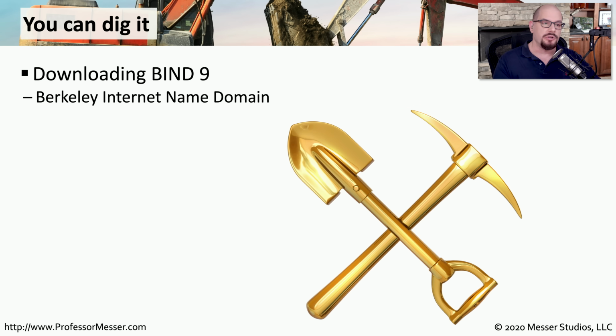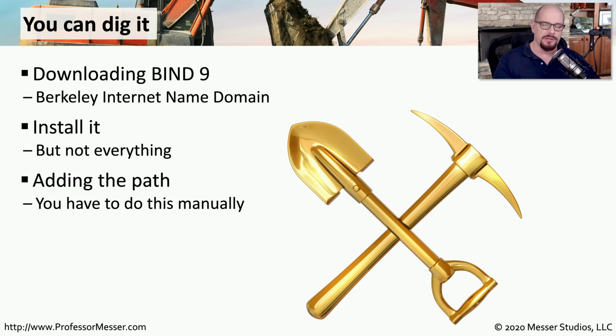One of the first things we'll do is download Bind9 and install some of the tools in that utility. This is the Berkeley Internet Name Domain, and if you're familiar at all with name services, this is a DNS server. We won't be installing the entire Bind services, so you won't be running a DNS server on your Windows 10 machine. We're just installing some of the tools that come with Bind. One of the small annoyances to this Bind installation is that it does not add a path to the executable. So I'll show you how that's easily done in your Windows 10 desktop.